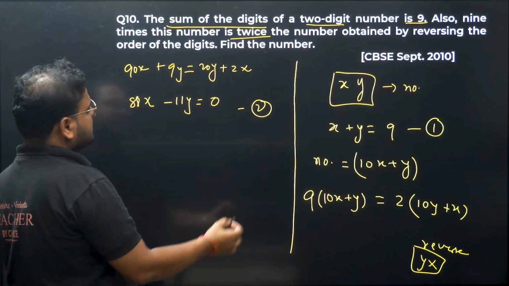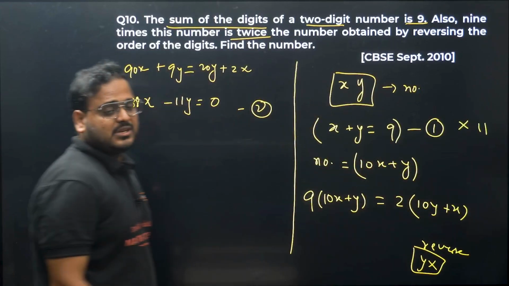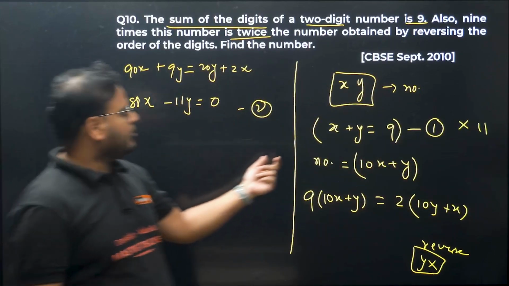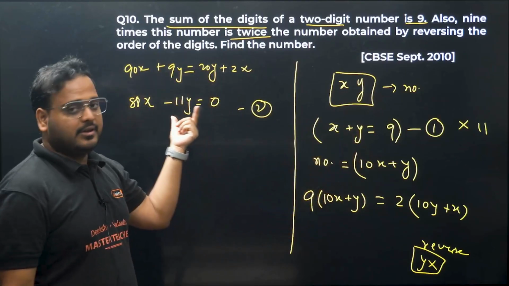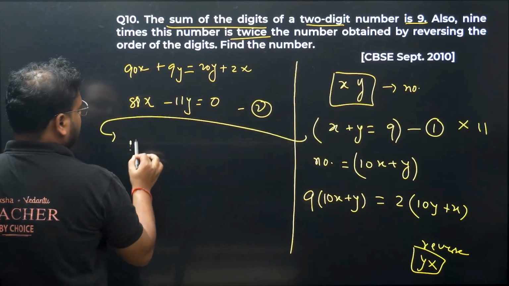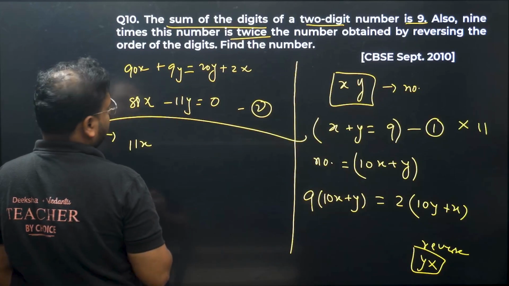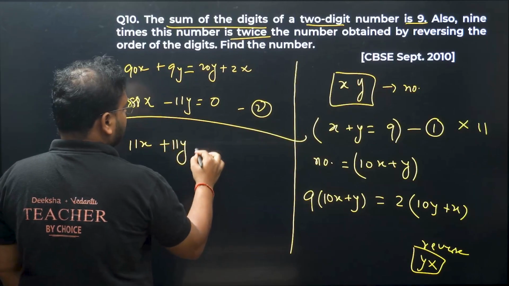I want to eliminate this, so multiply this whole thing by 11, because have a look. What I'm getting over here? 11 9s are 11y. Here I have minus 11y. So let's do that. This equation becomes what? Please check. It becomes 11x. Then I get plus 11y equal to 99.